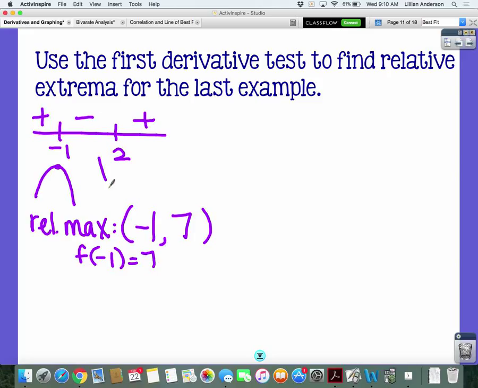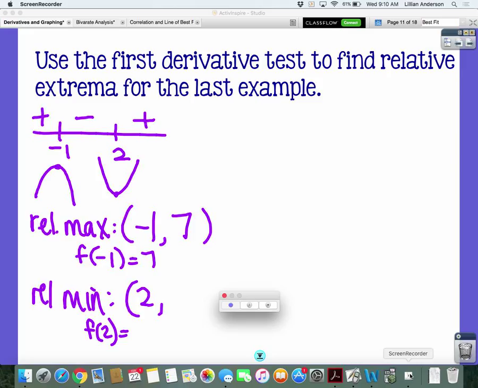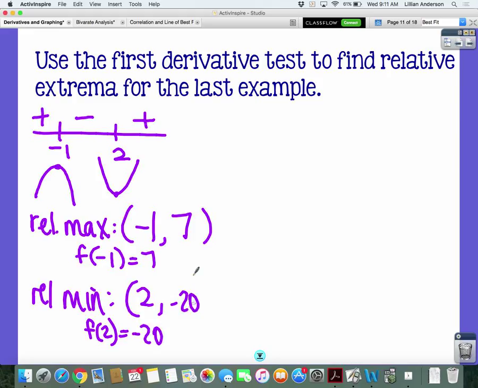Okay? So let's look at the next one. We go from negative to positive, decreasing to increasing, which means there's a what at 2? There's a relative min at 2. We find the y coordinate by plugging 2 into the original. So let's plug in 2. What's f of 2? -20. So at 2, -20, there's a relative min.